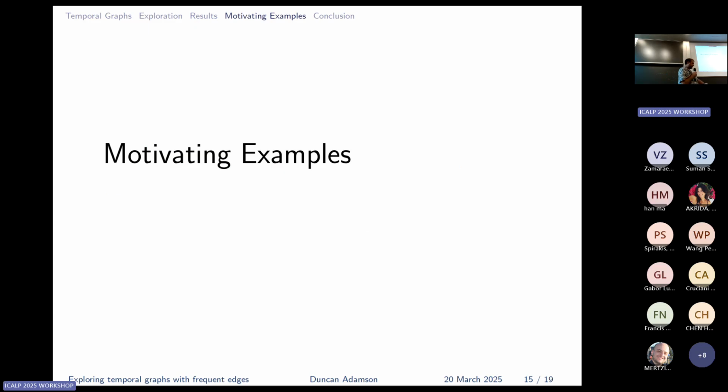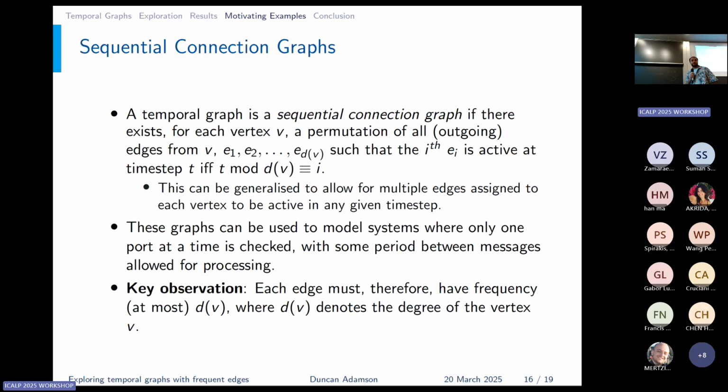I'm just going to finish up with some motivating examples. The first one we have is what I call the sequential connection graph. The idea behind this kind of graph is that we have a rotating set of edges around each vertex, and we're only going to have 1 active each time step. So at time step 1, we might have edge 1, then time step 2, we have edge 2, and so on.